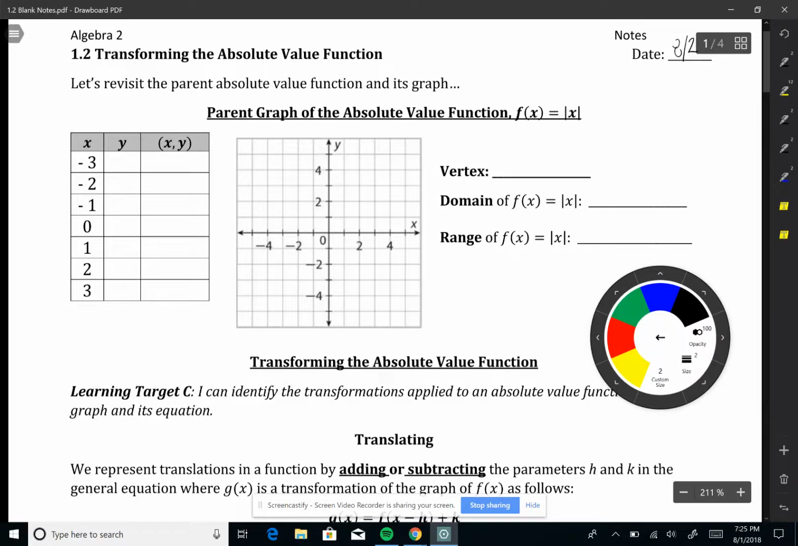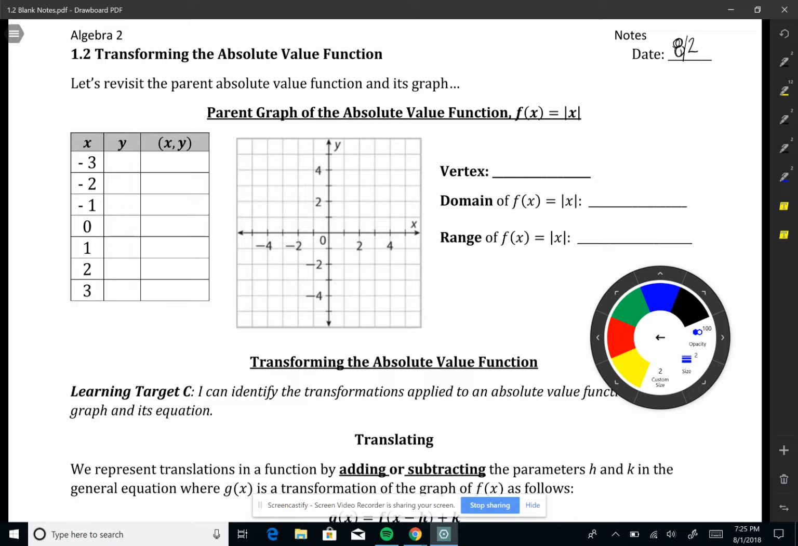Hi guys, welcome to section 1.2 where we're going to continue doing transformations, but we're going to specifically do the absolute value function. So let's quickly take a little look back at the graph of our parent absolute value function.